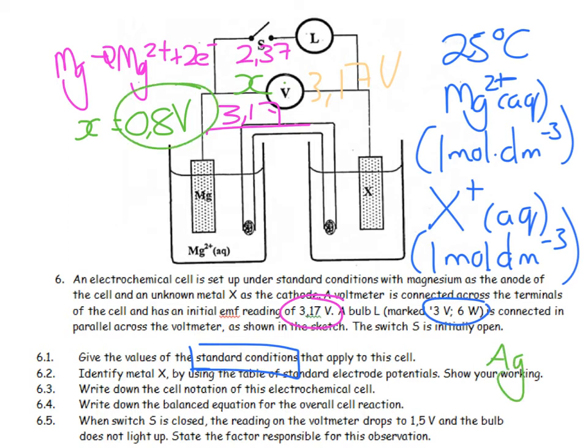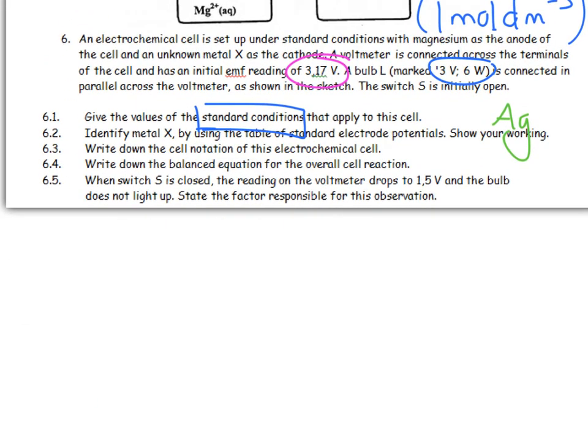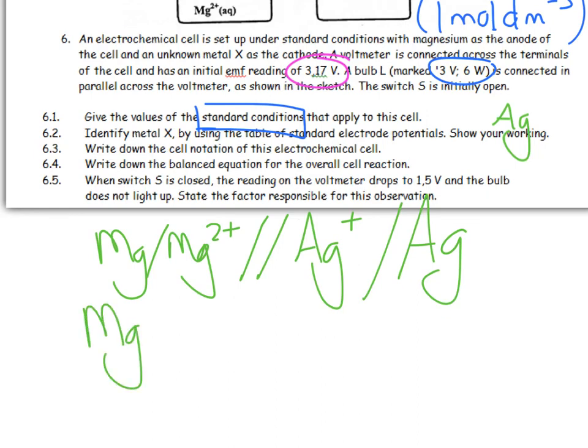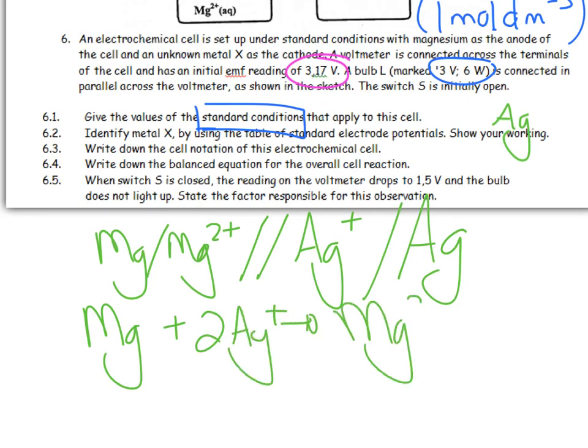Write down the cell notation for the entire electrochemical cell. So let's do that. We're going to say my anode is magnesium, going to magnesium 2+. I put a salt bridge. Oh, sorry, that was a bit more than a salt bridge. I put in a salt bridge, and I then say that the silver plus becomes silver metal. Write down a balanced overall equation. I now need to multiply the silver by 2. So it's Mg plus 2Ag+ becomes Mg2+ plus 2Ag.